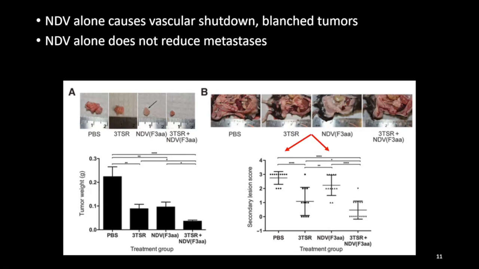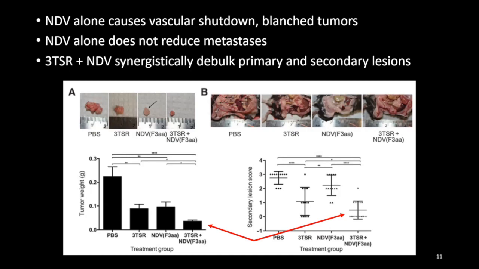Secondly, as we look at the panel on the bottom right, where they're looking at the 4 treatment groups and semi-quantitatively scoring their metastases, they suggest that the oncolytic virus by itself does not have the ability to reduce the cancer's metastasis, whereas the 3-TSR and the combination group did show reduced metastases.